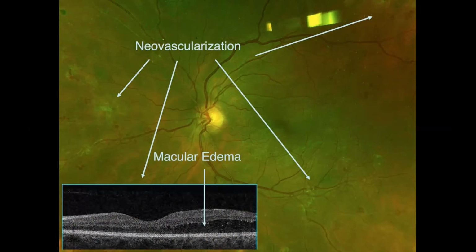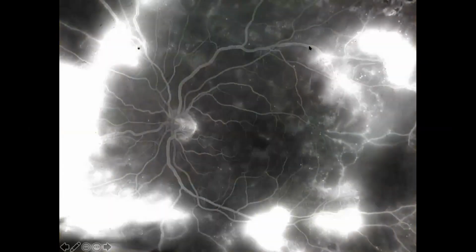And what we can do is actually inject a dye and then take photos as the dye circulates in the eye. So, intravenous fluorescein angiogram, and you can see all those hot spots here are areas where there's new blood vessel growth, and we can see the leakage that's forming. Those little white spots are microaneurysms that are highlighting as well.